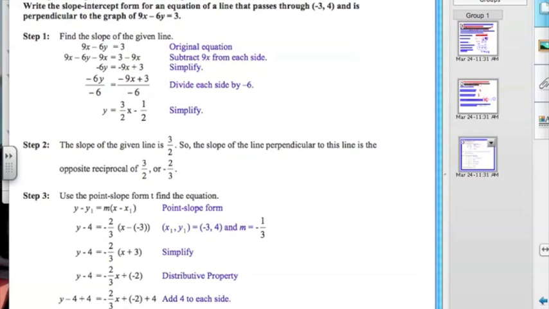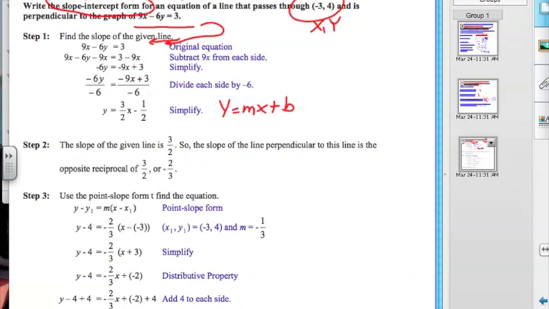Situation number 3. I want to find a perpendicular line through a given point. Now I'm going to use the one from the book just because it's neater and we can follow along. So I want to find and write the slope-intercept form of an equation of a line that passes through this coordinate, there's x, there's y, and is perpendicular to the graph of that. Now, I'm going to have to do some manipulation here. So, they give it to you in standard form right here. But I need to change it into y equals mx plus b. So, I'm going to manipulate it.